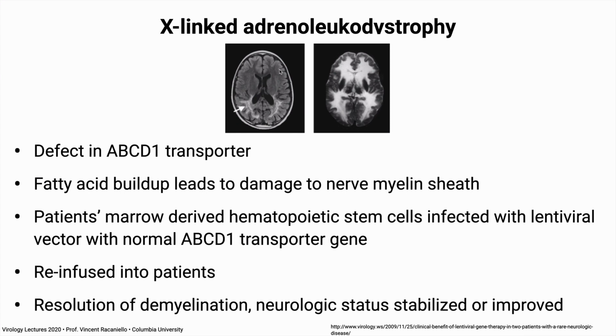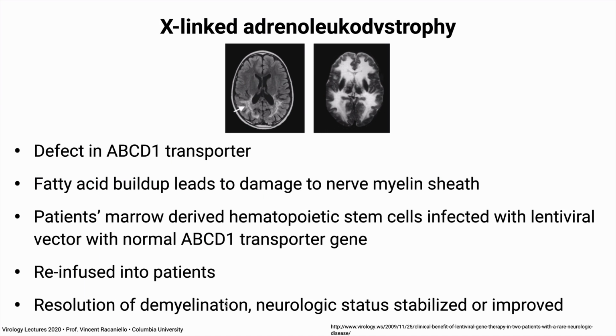A couple more examples. X-linked adrenoleukodystrophy. Here we have a defect in a transporter called ABCD1, and these individuals have fatty acid buildup leading to damage to the myelin sheath of nerves. And so they had patients where they took out their hematopoietic stem cells, infected them with a lentiviral vector with a wild-type gene, put those cells back in patients. So now they have wild-type gene and gene product.